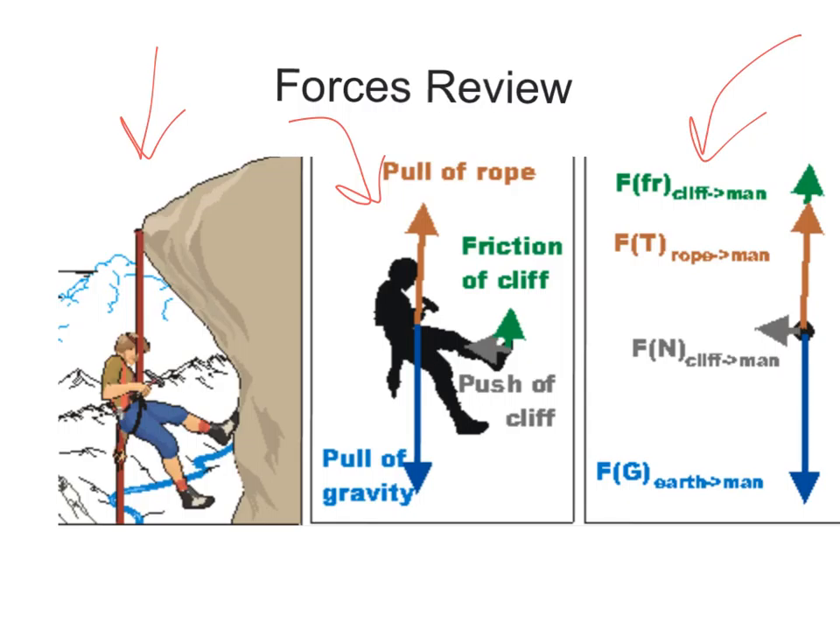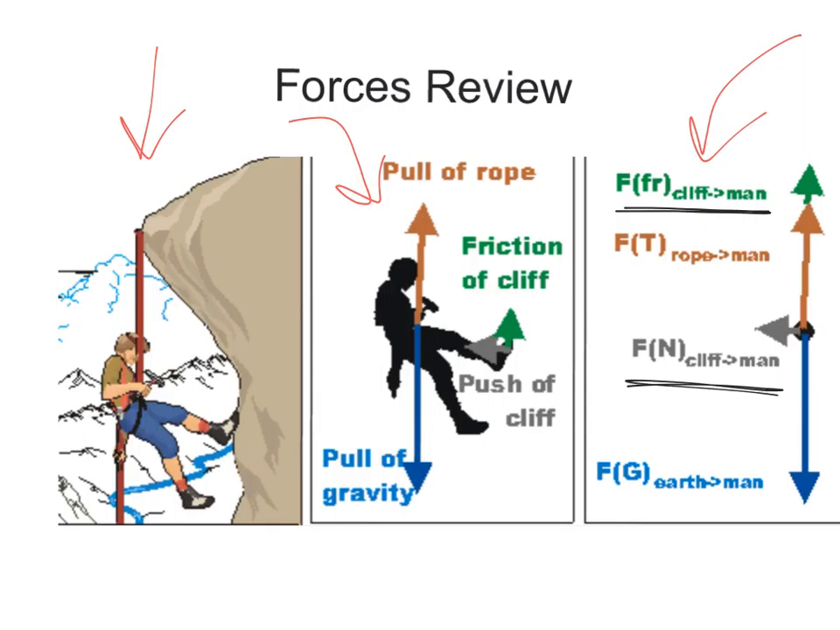So go back to the first one at the top. The friction is between the cliff and the man. The man has friction against the cliff, and the cliff has friction against the man. There's tension in the rope. The tension is between the man and the rope. So the rope pulls on the man, and the man pulls on the rope. Same thing with the normal force.